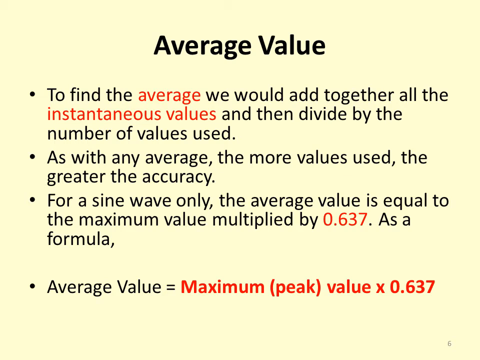One of the items you'll be asked to find out is the average value. To find the average, we would add all the instantaneous values and then divide by the number of values used. As with any average, the more values used, the greater the accuracy. For a sine wave only, the average value is equal to the maximum value multiplied by 0.637. As a formula, this would look like the maximum peak value times 0.637.